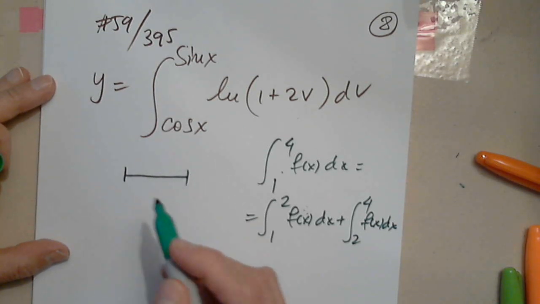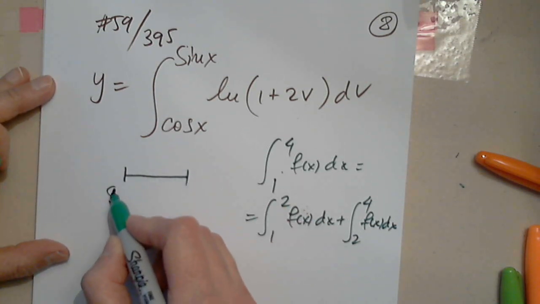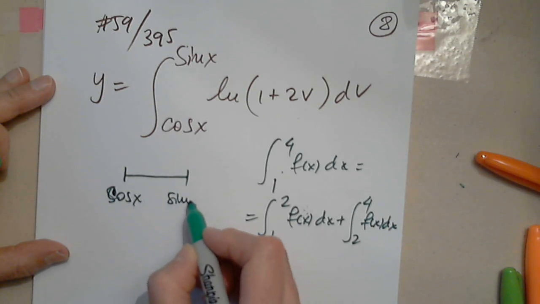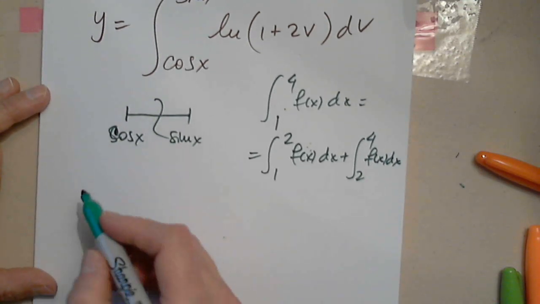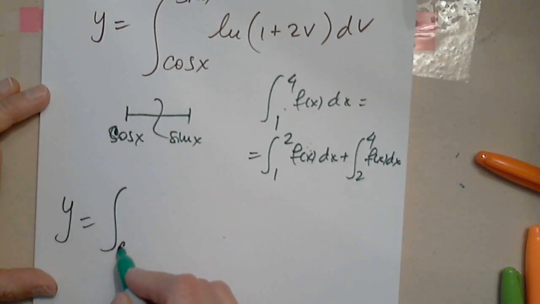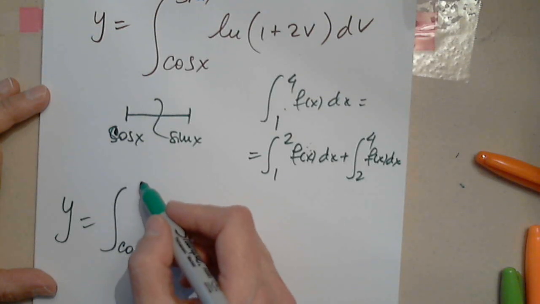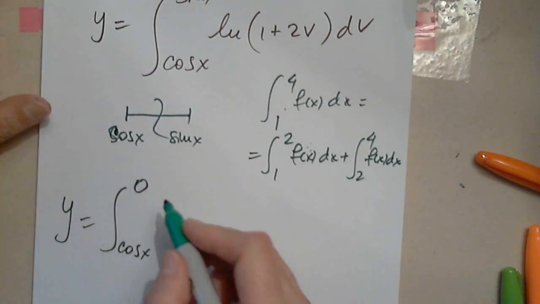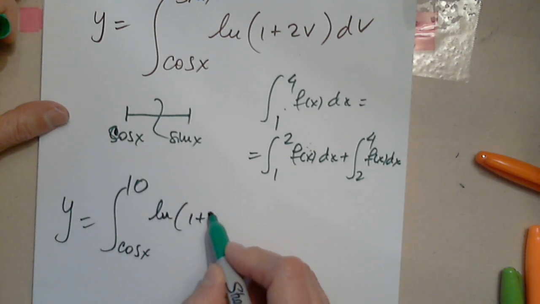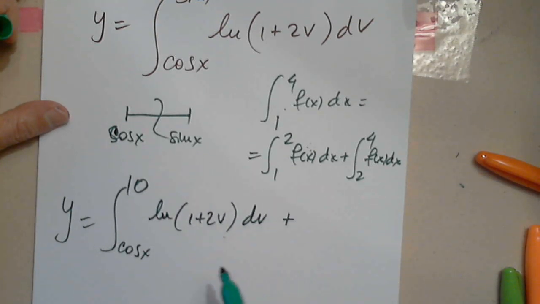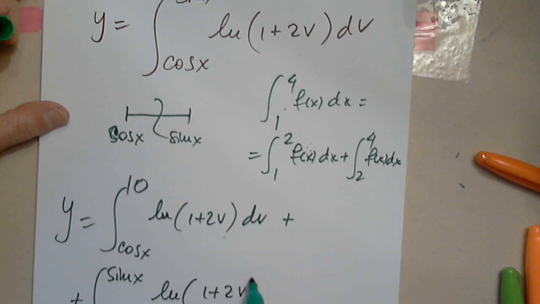And you can say, what interval? Well, you can look at it as being the interval between cosine x and sine x. And you're breaking it up in the middle, anywhere you want. You can put any number you like. So then y becomes the integral from cosine x to any number. Some students like 0. Let's put 0. Anything you want, 10, any number. Natural log of 1 plus 2v dv plus the integral from 10 to sine x of natural log of 1 plus 2v dv.